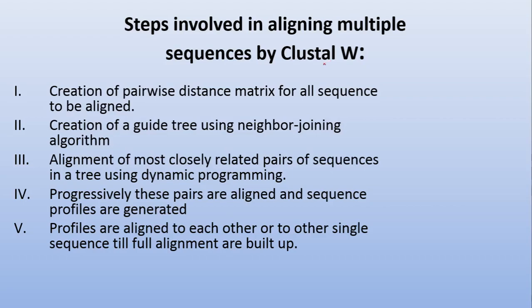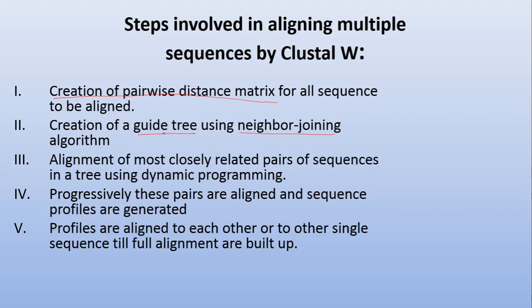Right. As I have already mentioned, there are 5 steps that are involved in aligning multiple sequences by using Clustal W. The first step would be creation of a pairwise distance matrix for all of the sequences that are needed to be aligned. Once you create this pairwise distance matrix, you are supposed to generate something called the guide tree. And this guide tree is supposed to be generated using a technique called the neighbor joining algorithm.